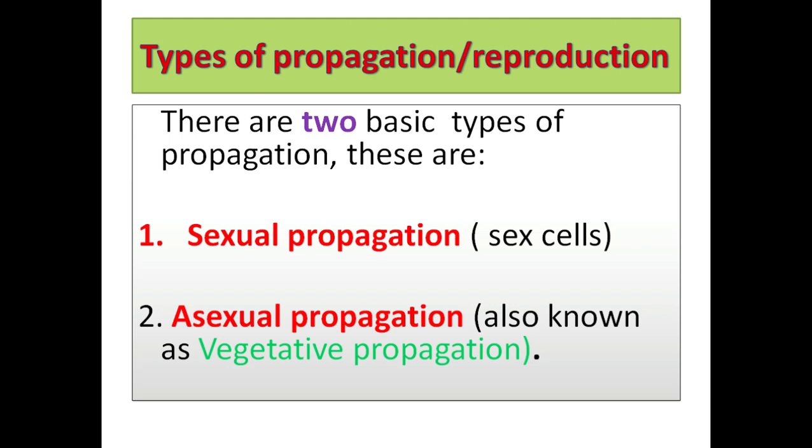Types of reproduction. There are two basic types of propagation. These are 1. Sexual propagation. What that means is that sex cells are involved in this type of reproduction, and of course the sex cells are produced by the flower of the plant. Number 2, asexual propagation, and this type of propagation is also known as vegetative propagation. With this type of reproduction, no sex cells are involved, but what are involved are the leaf, the stem, the root, the buds of the plant, but no sex cells. So the function of the flower is not involved in this type of reproduction.